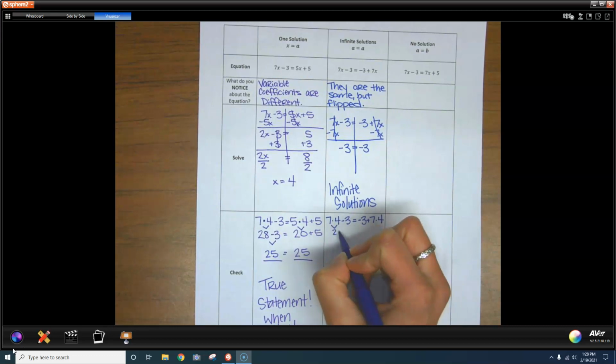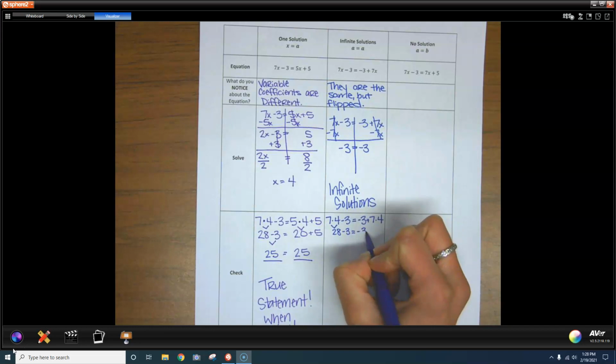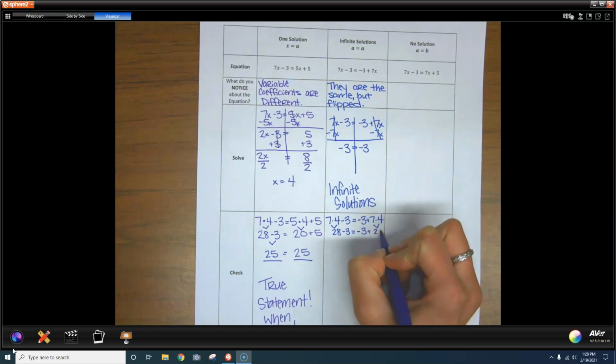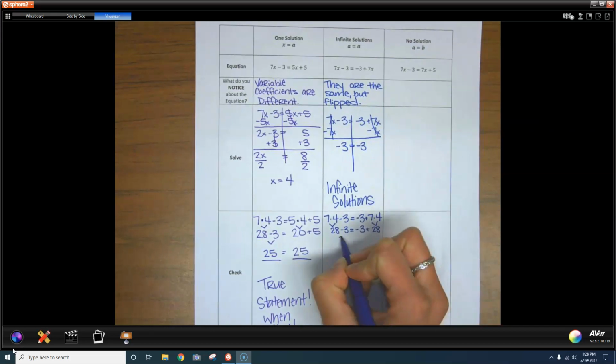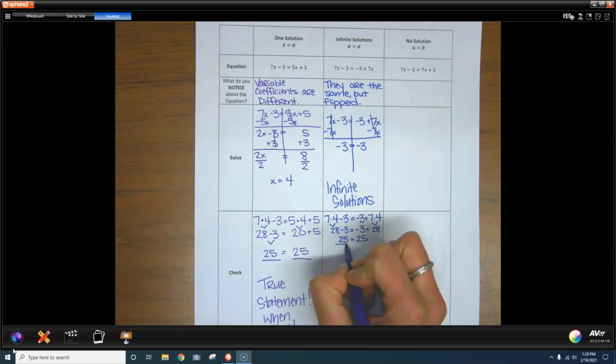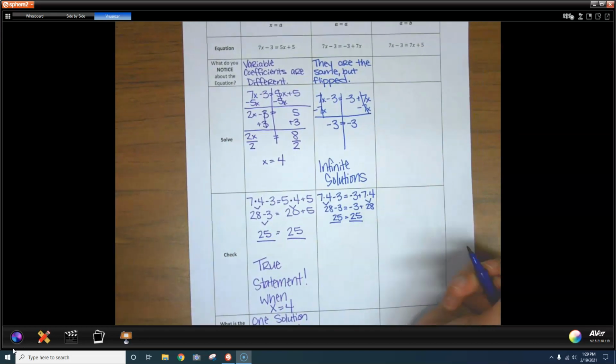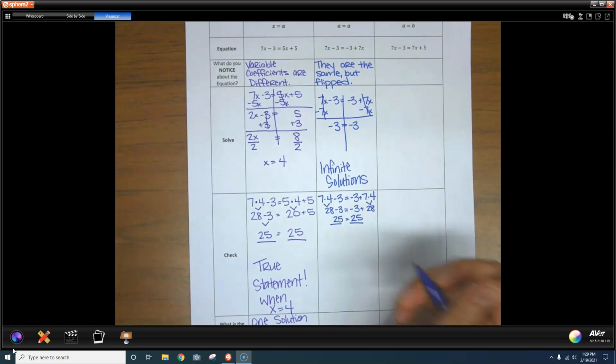28 minus 3 equals negative 3 plus 28. 25 equals 25. So that is a true statement when x equals 4. Let's try a different number. Let's get crazy and try a fraction.